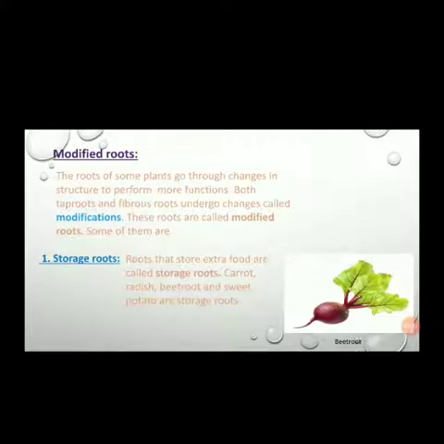Now, modified roots. What are modified roots? In some plants, roots perform special tasks. They go through changes in structure to perform more functions. These changes are called modifications, and these roots are called modified roots. Some modified roots are: first, storage roots.